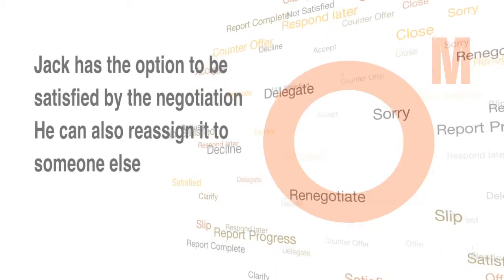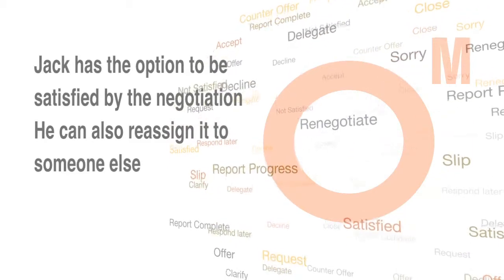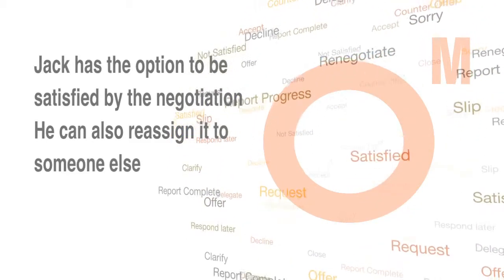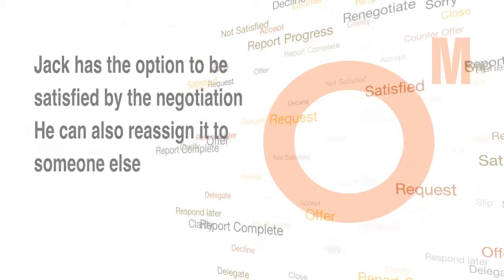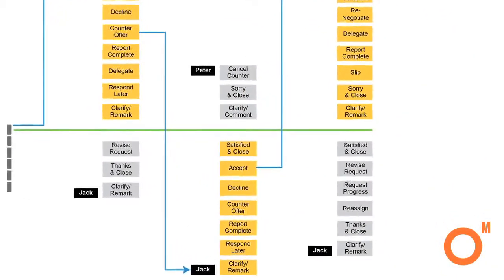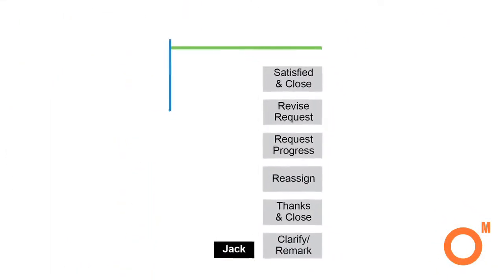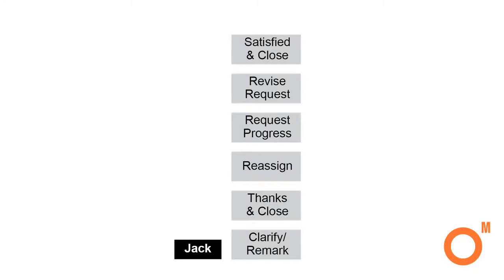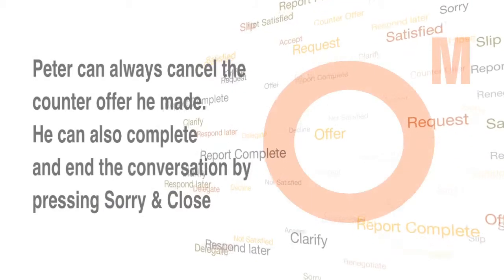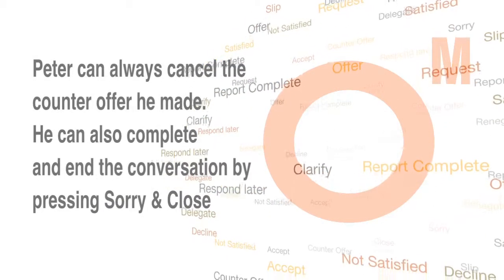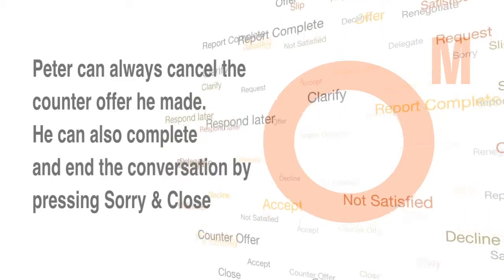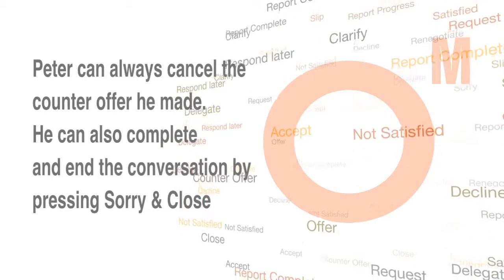Jack has the option to be satisfied by the negotiation. He can also reassign it to someone else. Peter can always cancel the counteroffer he made. He can also complete and end the conversation by pressing Sorry and Close.